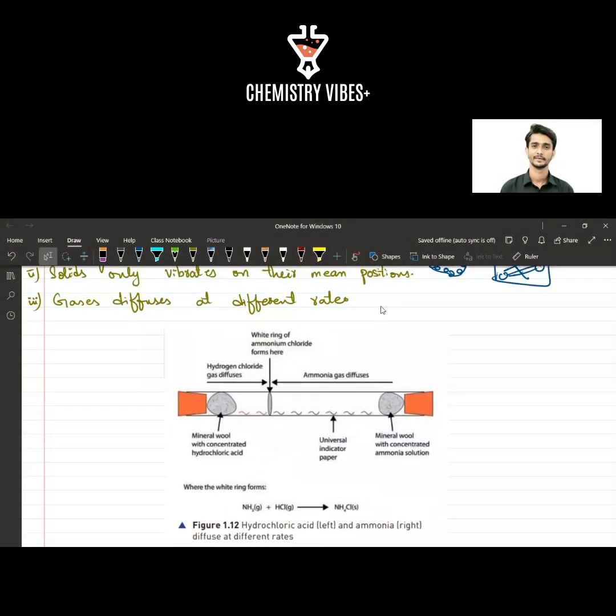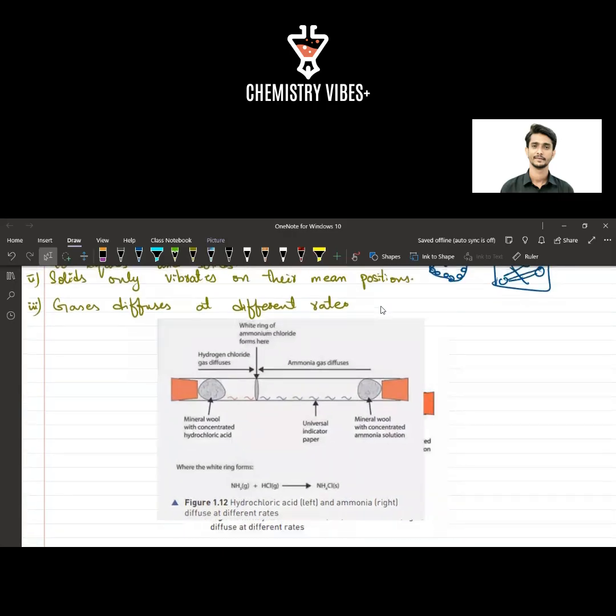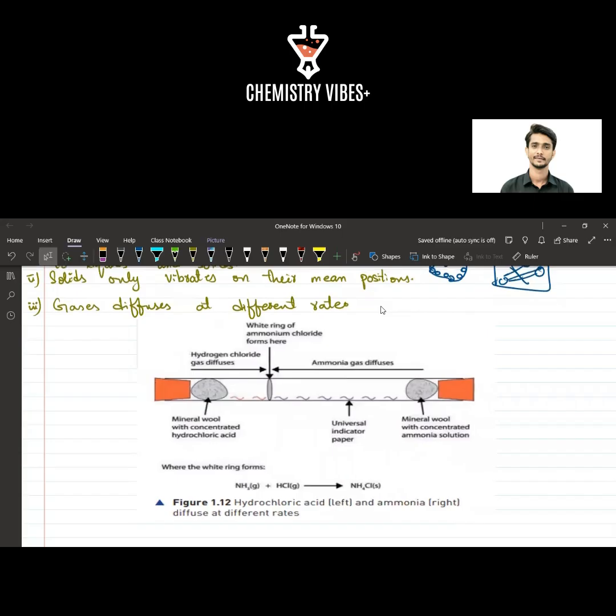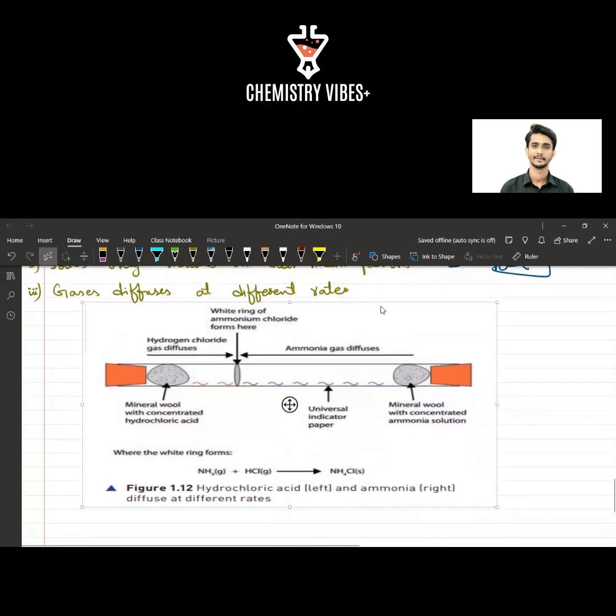Like we discussed, there must be different gases which diffuse at different rates, like you are seeing here. We have two cotton wools. One cotton wool contains hydrochloric acid, and the other contains concentrated ammonia solution. We put them in a tube with a barrier, like a cork, and put them apart from each other. After some time, we'll see a white ring form.